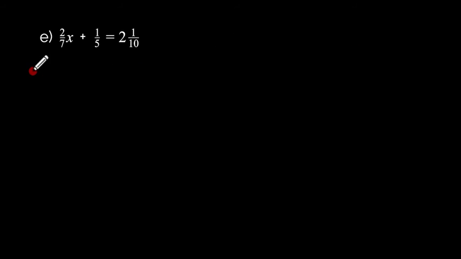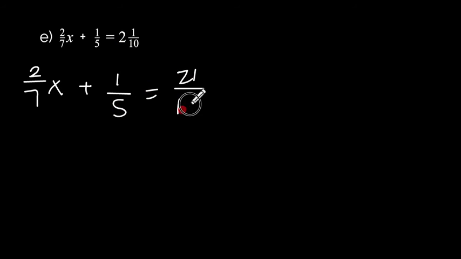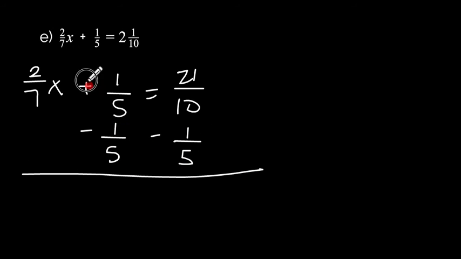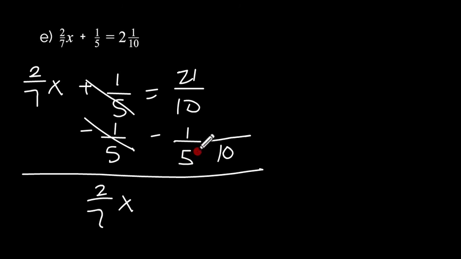Okay, here we go. So 2/7 x. We have a mixed number that we need to make improper. So that's going to be 21/10. We're subtracting 1/5 from both sides. We need to make a common denominator. These add out. So we just get 2/7 x. This needs to be a denominator of 10. So it's going to be -2/10. So 21 minus 2. This is similar to that previous one.